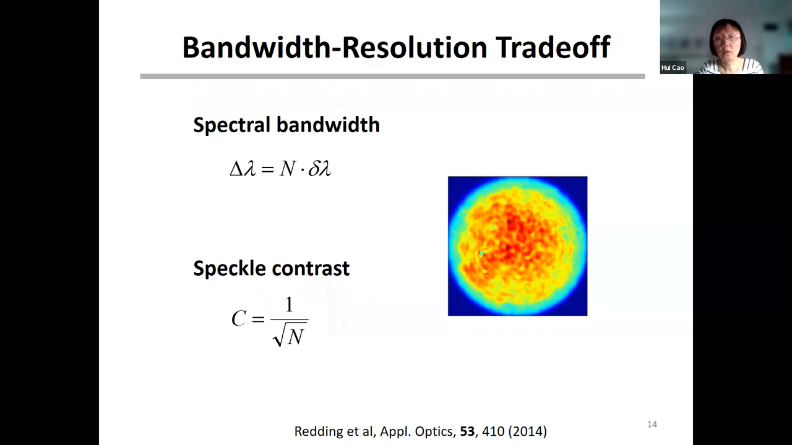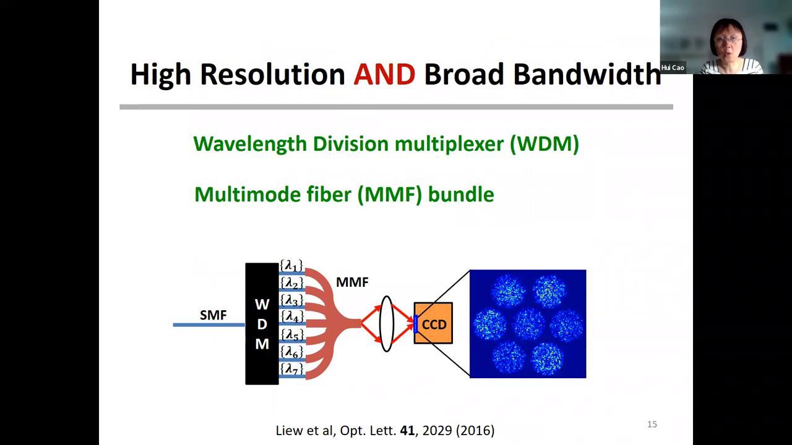To scale up, we use a so-called wavelength division multiplexer. This has been widely used in telecom. It is really just one box: you have a single mode coming in, and it divides this input signal into many different frequency bands. Each one covers a certain frequency width, and we connect each to a multimode fiber. So we are using a multimode fiber bundle.